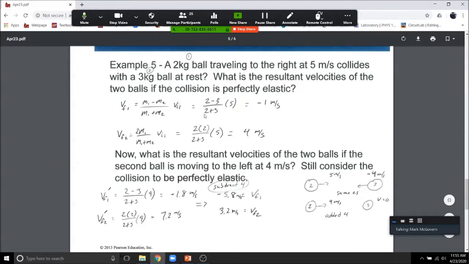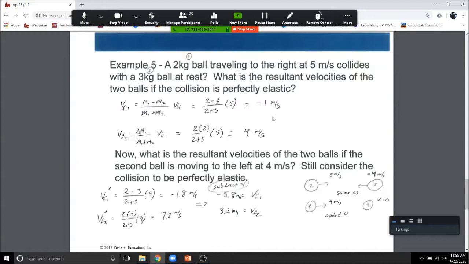All right. I put in my masses, put in my initial velocity. We end up with a negative 4 and a 4. No, we don't. We end up with a negative 1 and a 4. Okay. So that means the 2 kilogram ball rebounded. It's going backwards now a little bit, a little slower. A lot slower, actually. And then the other ball is moving at this speed.